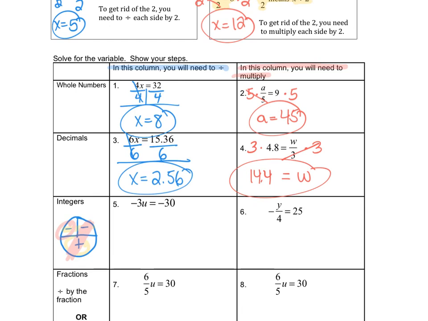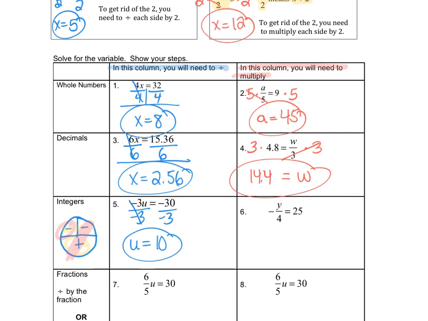So in number 5, it says negative 3 times u is equal to negative 30. So the opposite of times is dividing. We're going to divide both sides by negative 3. And then we get negative 30 divided by negative 3 is a positive 10. Same thing with number 6.